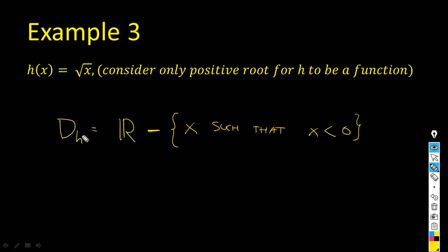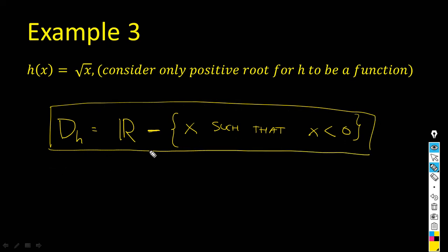So let me read that again. The domain of h is equal to all the real numbers, that's fine, all of them, except those numbers x such that x is less than 0. Because if we want to evaluate this function in any number less than 0, like we tried, this is going to crash. That is what I meant by the word crashing. And so this is the solution to this example.